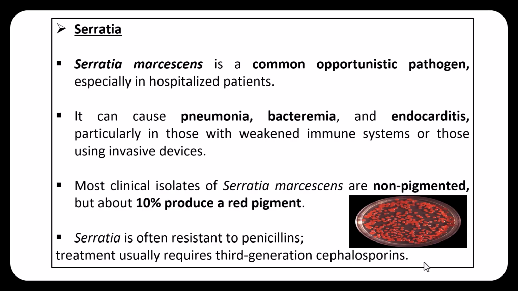Now, in the lab, they have important characteristics. Most strains are non-pigmented, but about 10% produce a red pigment, and that helps in identification in the lab. And it is DNase positive. We can do the DNase test to differentiate Serratia marcescens from other Enterobacteriaceae, as Serratia marcescens is DNase positive. And regarding antibiotics, it is antibiotic resistant. It is often resistant to penicillin, and the treatment usually requires stronger antibiotics such as third generation cephalosporin.